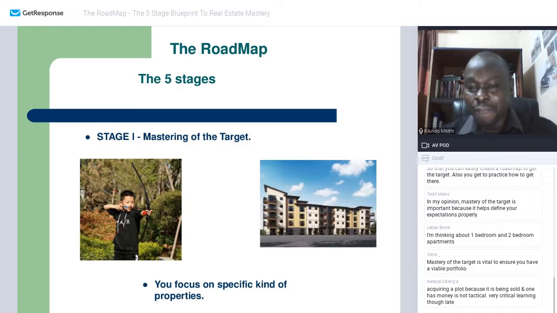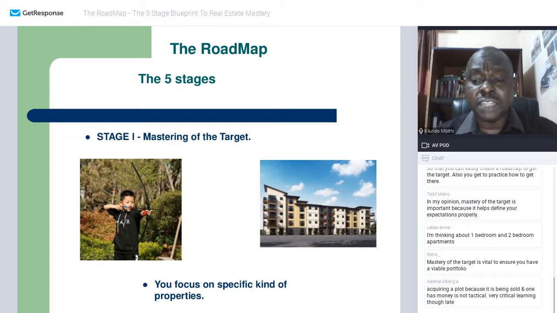Okay, Steve says mastery of target is vital to ensure you have a viable portfolio. Exactly. What's the use of having a portfolio that's not viable, that's not helping you, that's removing money from your pocket? So mastery of a target is very, very crucial. Let's see what Karanja says.